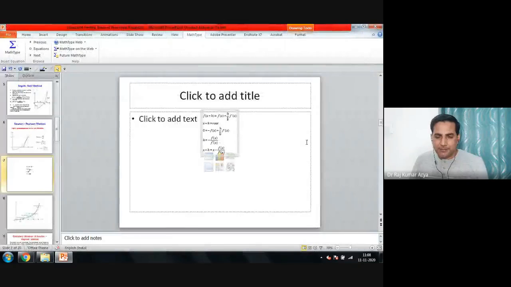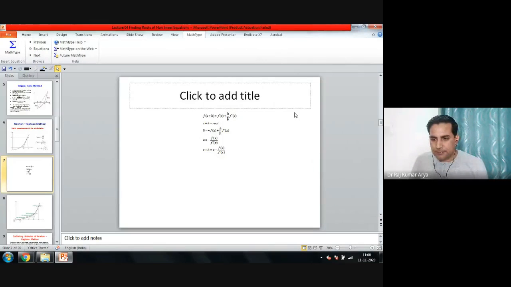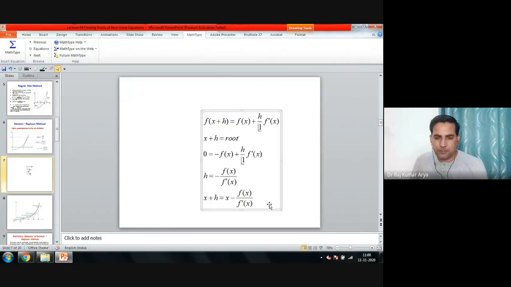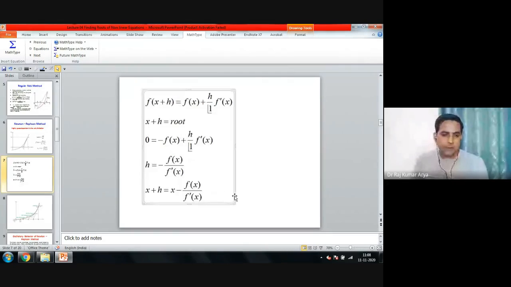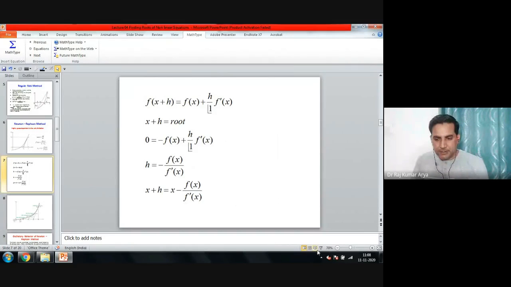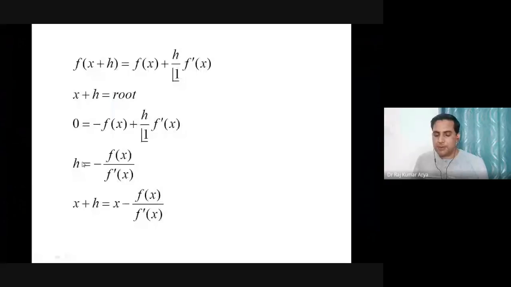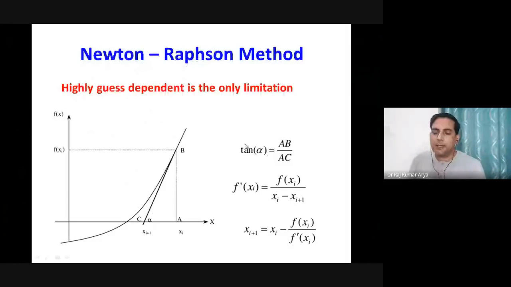Now, once you have this, so we were here at the Newton-Raphson part. The only thing is that it is a highly guess-dependent method. If the guess is fine, most of the time, you can say 95%, it will converge. Let's see what the points of failure are.